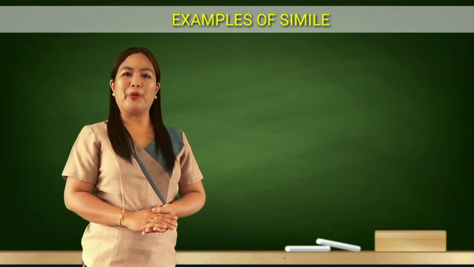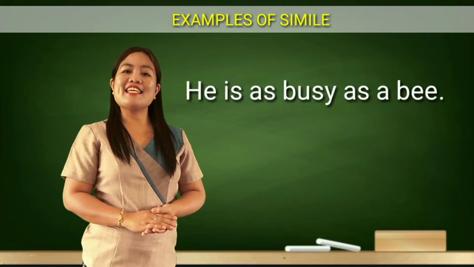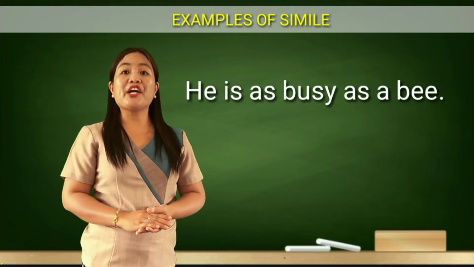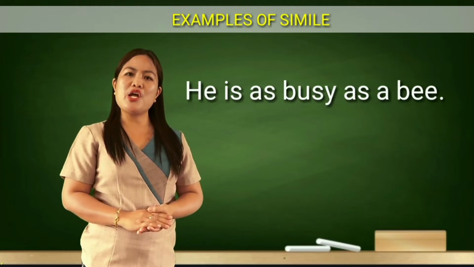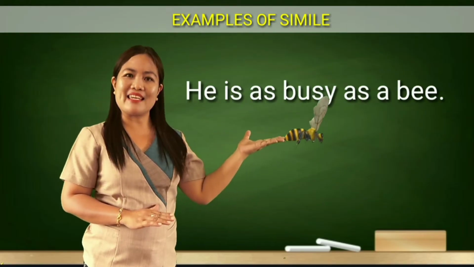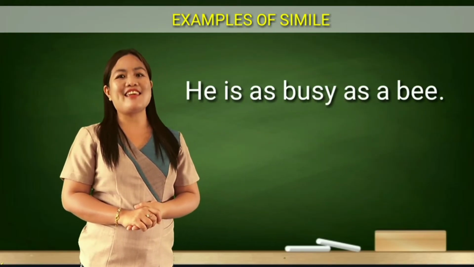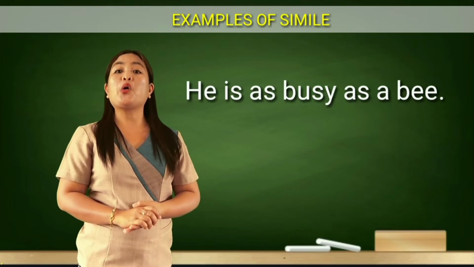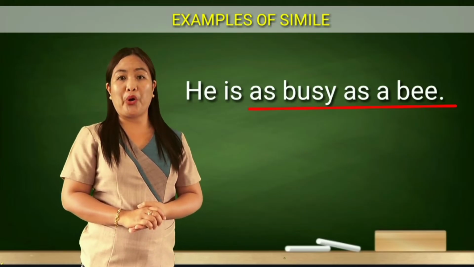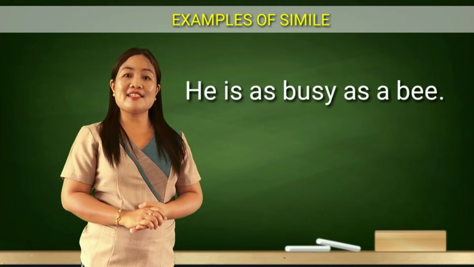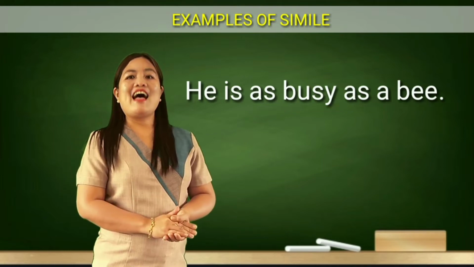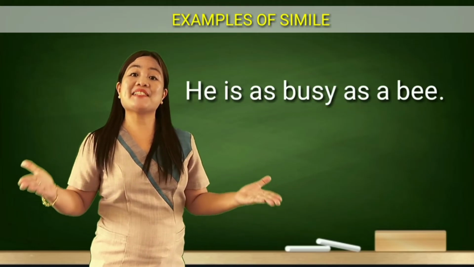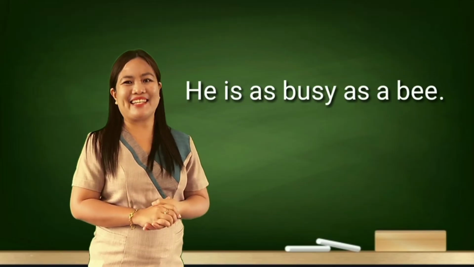Let's have one more example. When someone says, he is as busy as a bee. In this example, we are comparing someone's level of energy to a fast-flying bee. He is as busy as a bee. A boy or a man is compared with a bee using the word as. It means he is working hard, as bees are known to be extremely busy. As busy as a bee is an example of a simile.